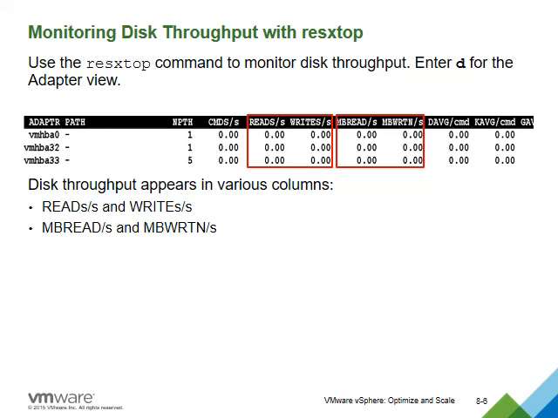Monitoring disk throughput with ESXTOP. This is the command line version. As you can see, what it's got outlined here, our reads and writes on our HBA adapters, and then our megabyte reads and writes. This is just when we're on the command line, we can run ESXTOP, and then you hit D, and we'll see disk parameters.